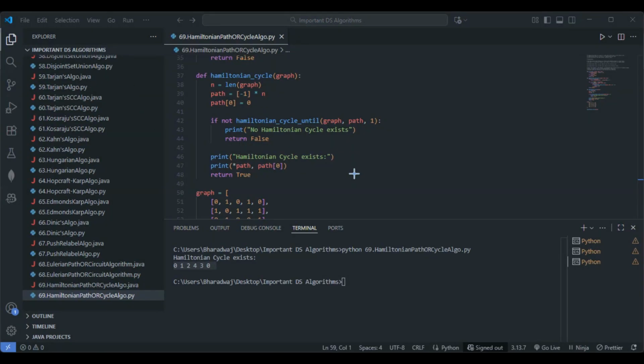Now, as we are completely done with the Hamiltonian path or cycle algorithm, let me summarize whatever we have learned so far, right? So the first point here, just try to remember these 4 to 5 points. This is very important. Hamiltonian path visits all the vertices exactly once. All the vertices exactly once.